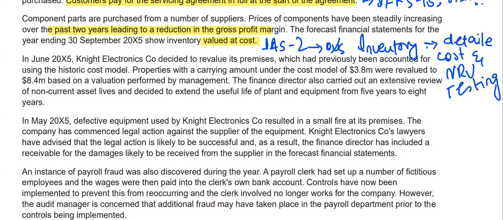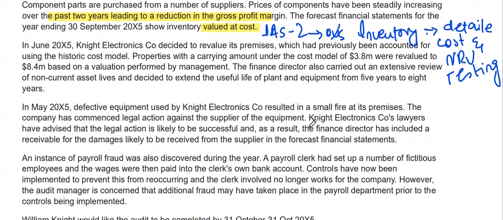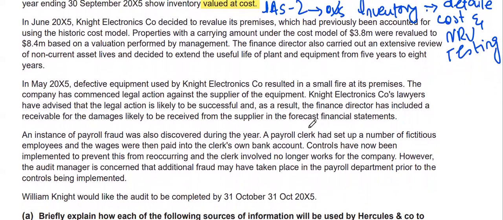Okay, then moving forward, in June 2025, Knight Electronics Company decided to revalue its premises, which had previously been accounted for using the historic cost model. So they have changed their policy from the historic cost model to the revaluation model.